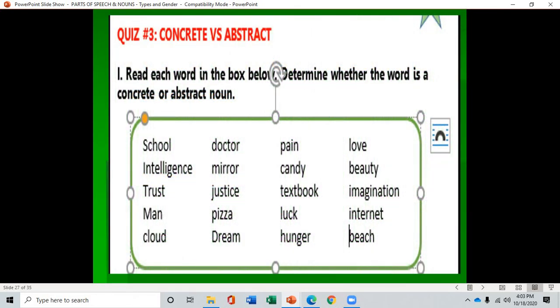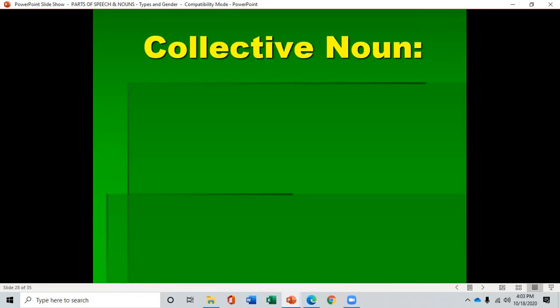Okay, maybe you can pause this one also. Read each word in the box below. Determine whether the word is a concrete or abstract noun. Okay, so try to decide if that word belongs to concrete or abstract noun.